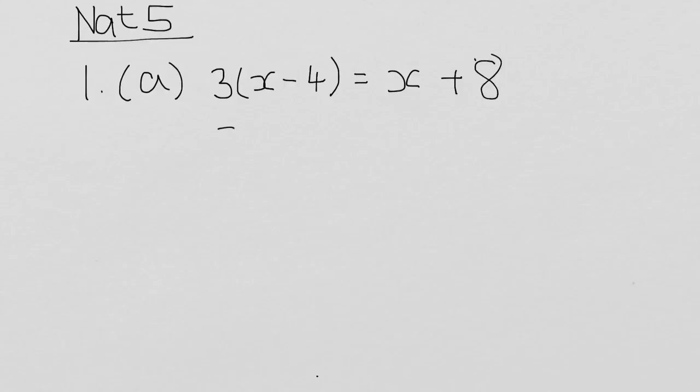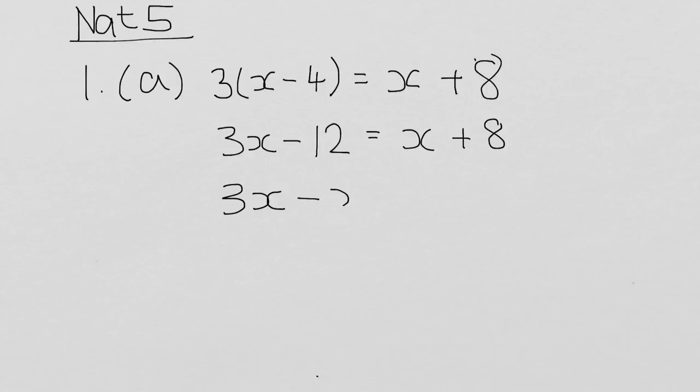So for 1a, the first step is going to be to multiply out the brackets. So we get 3x minus 12 equals x plus 8. The next thing we want to do is get rid of our x on the right hand side of the equation. So to do that, let's subtract x from either side. So we get 3x subtract x, subtract 12, equals, well, x subtract x is going to be 0, so we just get 8. Okay. You then want to get rid of the 12 on this side.